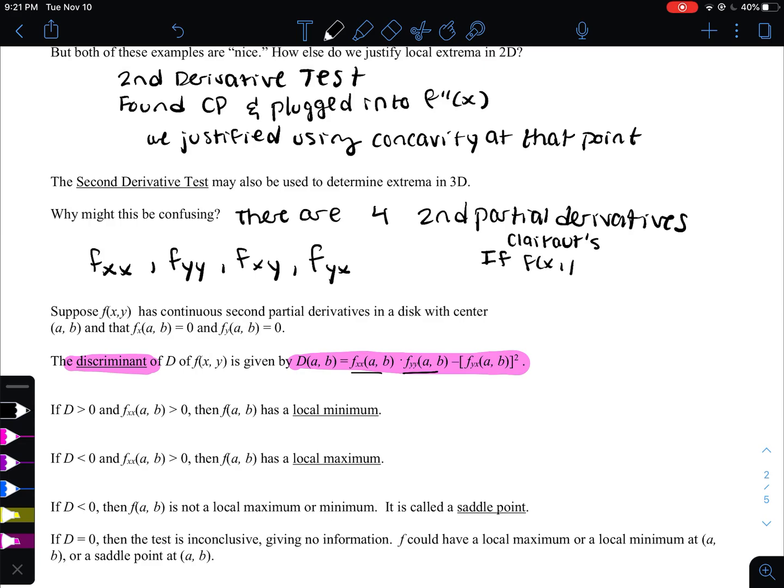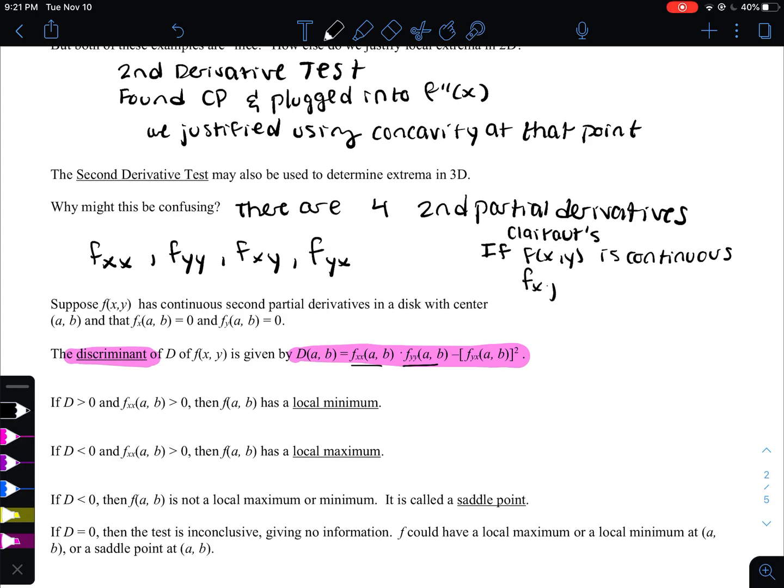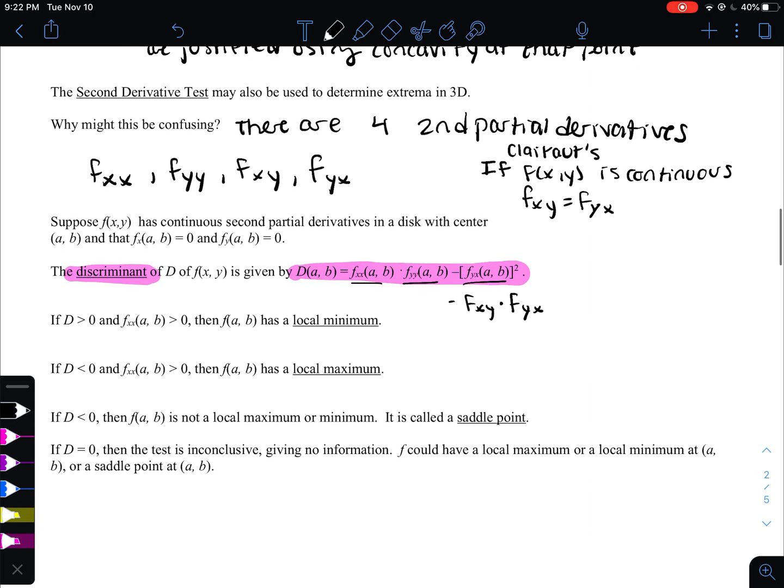If f of x and y is continuous on a certain interval, and I'm not going to get into specifics, then these 2 mixed partial derivatives are actually equal to each other. So in this formula, you could use either fxy or fyx. It doesn't really matter because technically you're just multiplying fxy by fyx. They'll be the same thing though. This formula is a way for us to analyze all of the second partial derivatives, all of the concavity, at the exact same time. Again, if you'd like to know why this works, I'll post some extra videos for you.